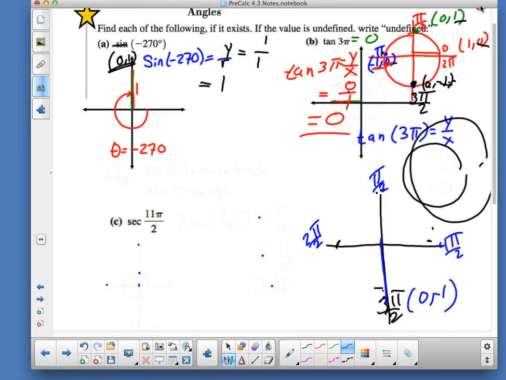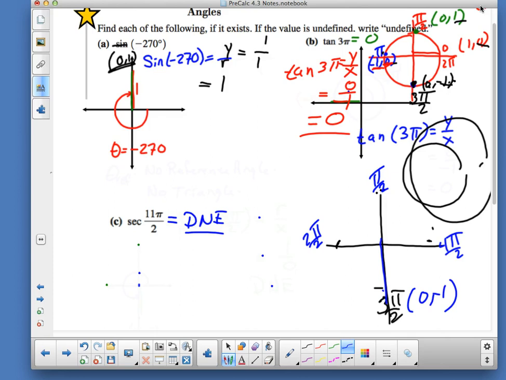Now, because it's secant, which is 1 over sine, my sine is negative 1. Or 0, excuse me. But if I do secant, does it exist? Can I do the inverse of a 0? Reciprocal of 0. So, because of that, it does not exist. Are we okay with that? Yes or no?